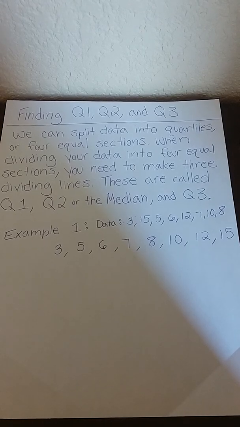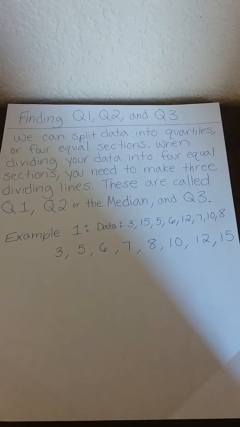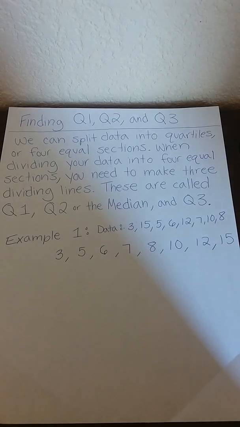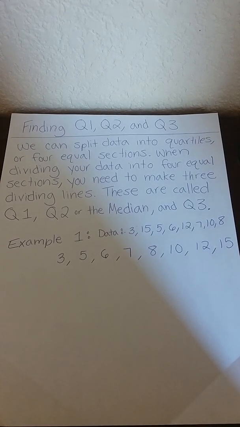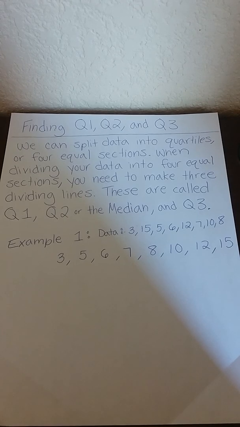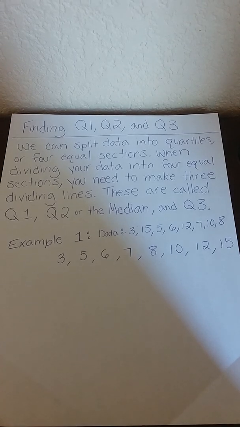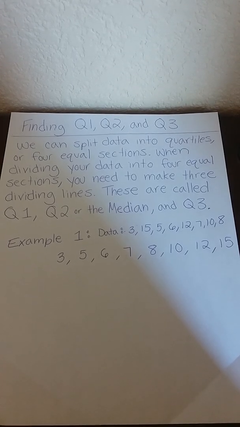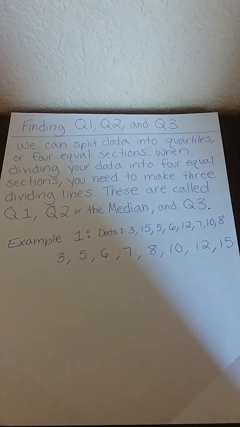Hello! Today we're talking about finding Q1, Q2, which is also called the median, and Q3. When you're dealing with data, we can split the data into quartiles. Quartiles are 4 equal sections. Each one is 25% or 1/4 of our data. When dividing your data into 4 equal sections, you need to make 3 dividing lines. These are called Q1, Q2, or the median, and Q3.